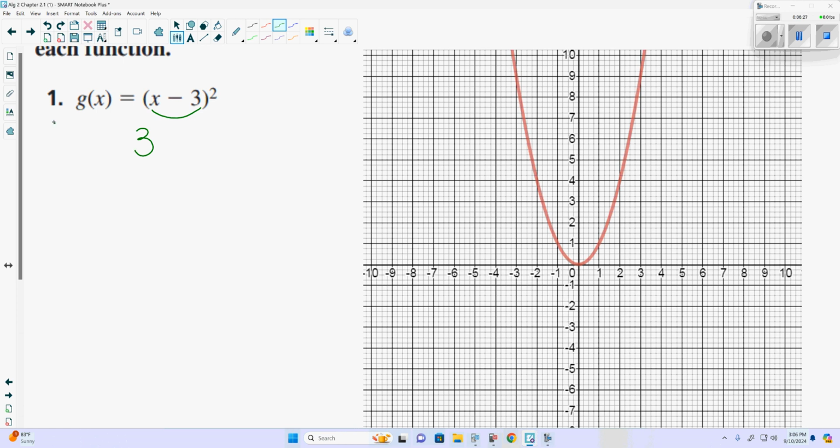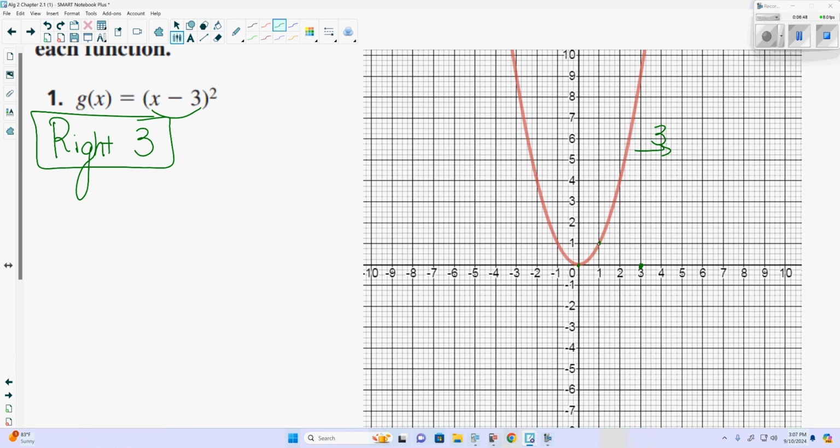Now, would it be to the left or to the right? No, to the right. It's in parentheses. Our left and right are opposite of what we think. So here we're going right 3, which means graphically every point on this graph is going to move 3 units to the right. So 0, 0, 0, 3.